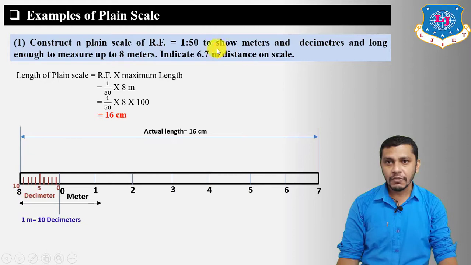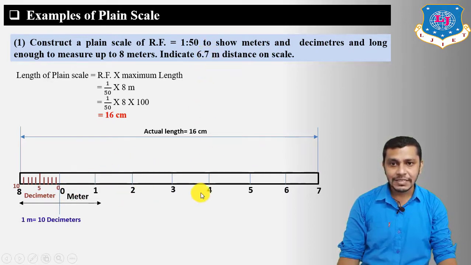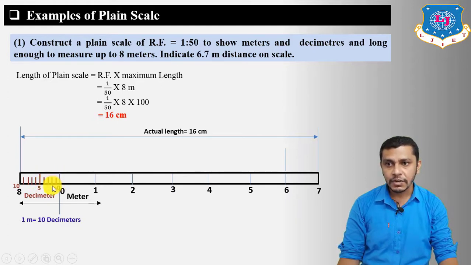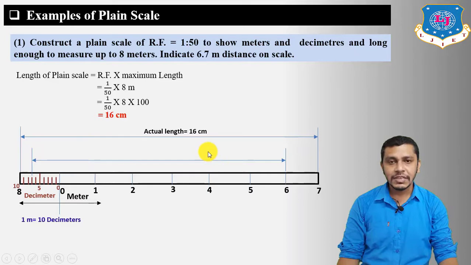Now on this plane scale we have to indicate 6.7 meter distance. 6.7 meter means 6 meter and 7 decimeter. So from the main scale, which is of meter, we have to select 6, and from the subscale we have to select 7 decimeter. That means this is 1, 2, 3, 4, 5, 6 and 7 decimeter. So this length will be equal to 6.7 meter or 6 meter 7 decimeter. Now here RF is equal to 1:50, so we have to show the RF on the scale also.